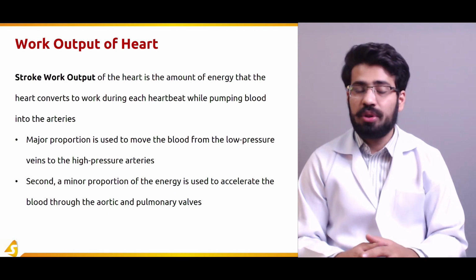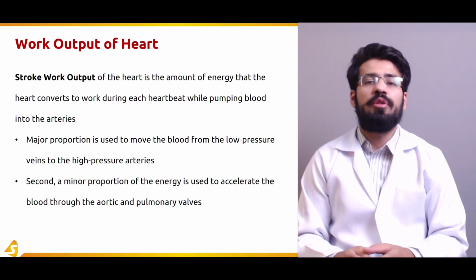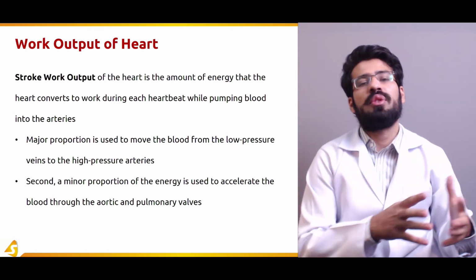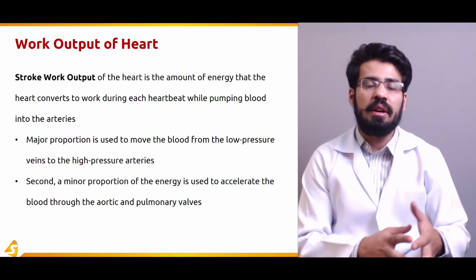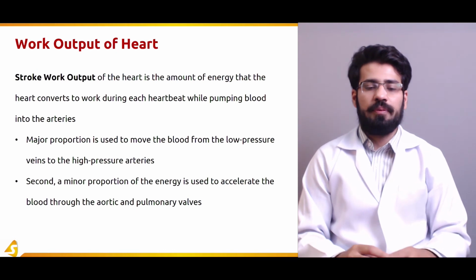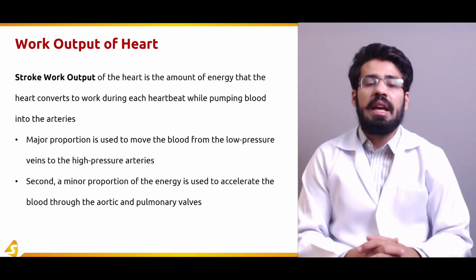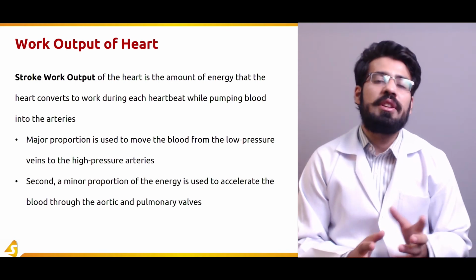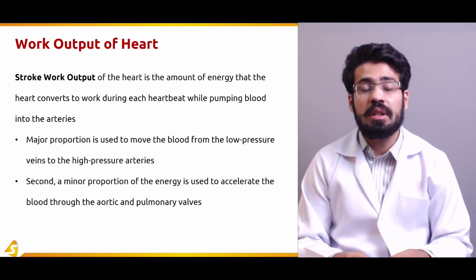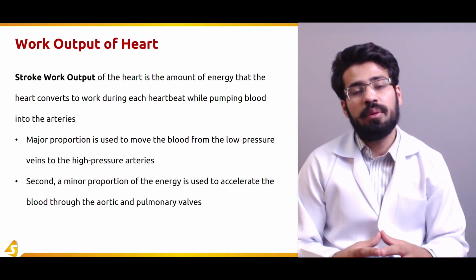Now, the major portion of the work output is used to move blood from the low pressure veins towards the high pressure arteries, that is from the inferior and the superior vena cava, and from the lungs towards the arteries. The second and most important function is that a very small but accountable proportion of the energy is used to accelerate the blood through the aortic and the pulmonary valves.